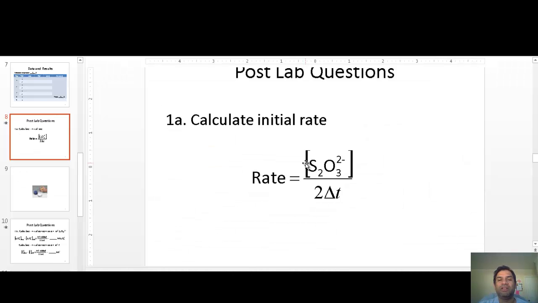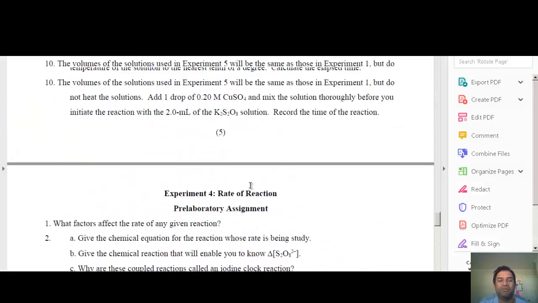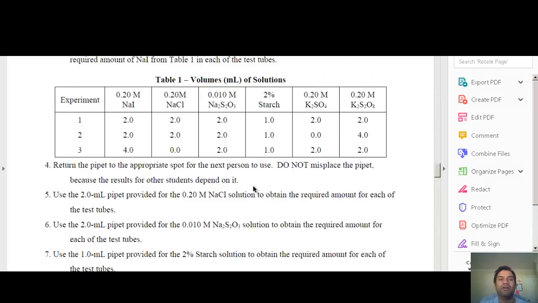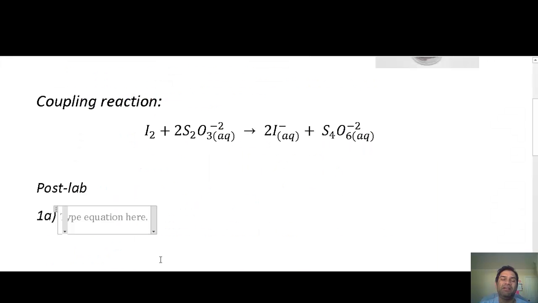In order to do that, first we need to calculate the concentration of S2O3 2- in each of these experiments. So let's go back to our data table, or more specifically our concentration table. For S2O3 2-, we took 2 mL, and the bottle had a concentration of 0.010 molar. The concentration in this test tube is going to be 2 mL converted to liters times 0.010 molar, divided by the total volume. Total volume in test tube 1 is 11 milliliters.